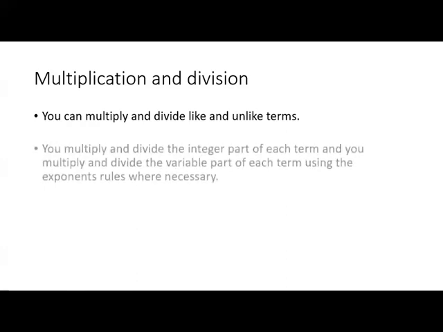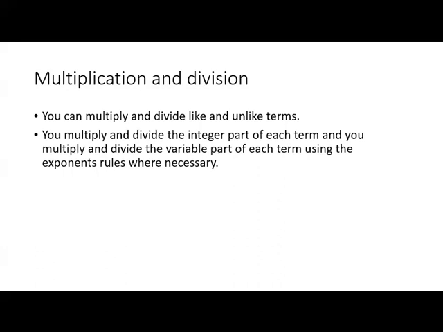When you multiply and divide, make sure you multiply and divide the integer part first of each term, and then multiply and divide the variable part of each term. Obviously, when you multiply and divide the variable part, you need to use the exponential rule.